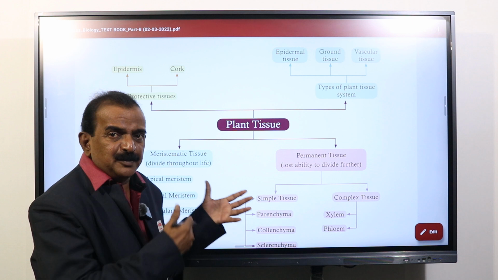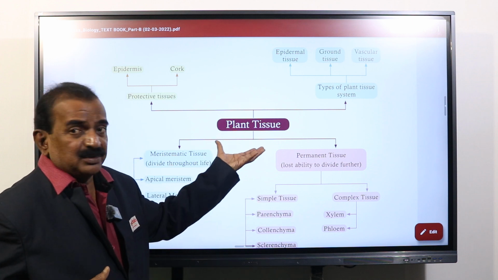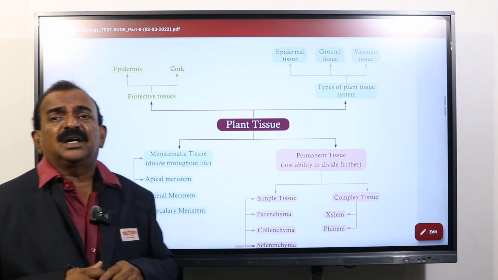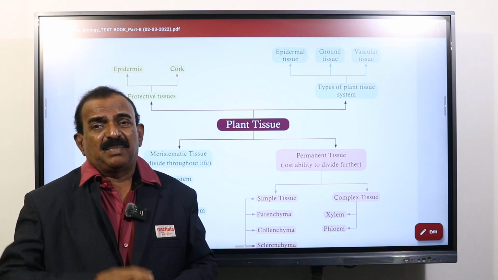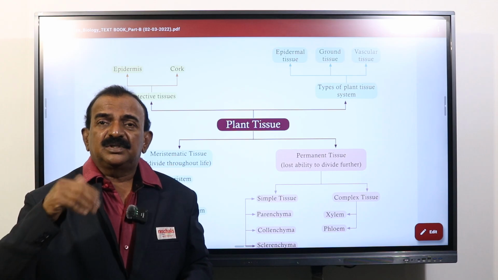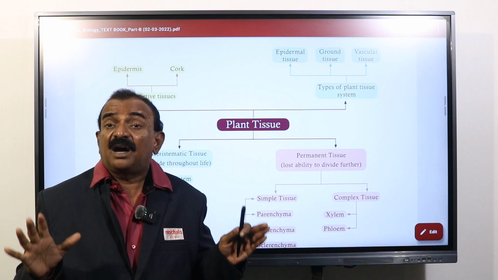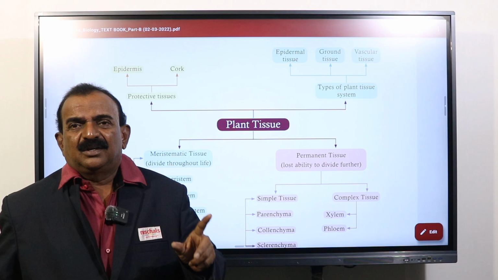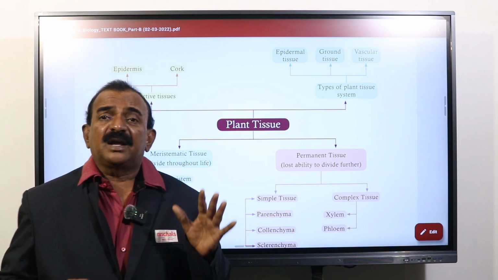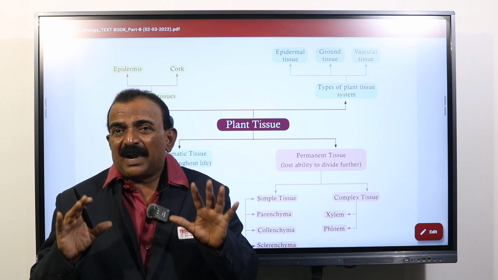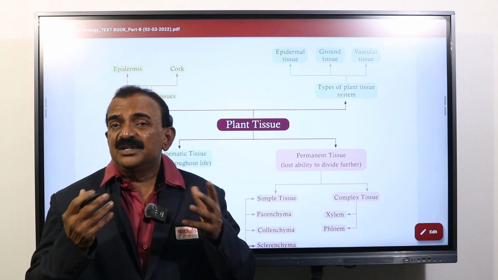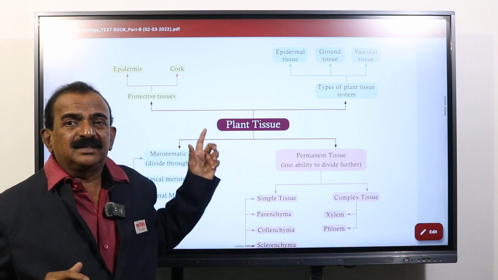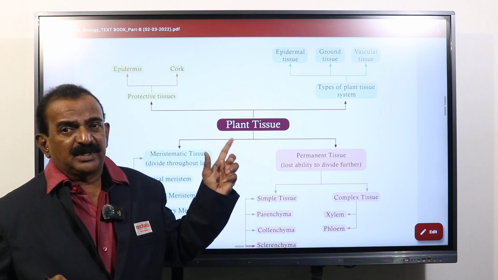So here on this page you are observing the plant tissues heading, and here you see the presence of protective tissues. So what are the tissues which are protecting the plant body? The protective tissues in the case of plants are epidermal tissues, epidermis and cork. These types of tissues are helpful in protecting the plant from external injuries, also from infections. That's why these tissues are called protective tissues.